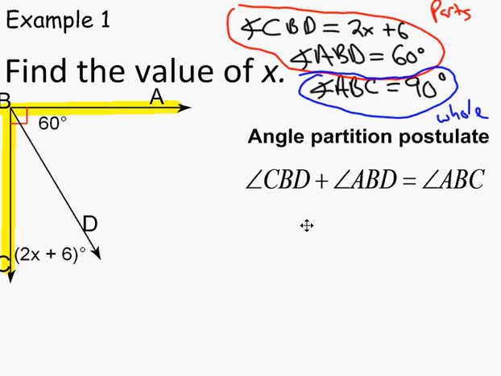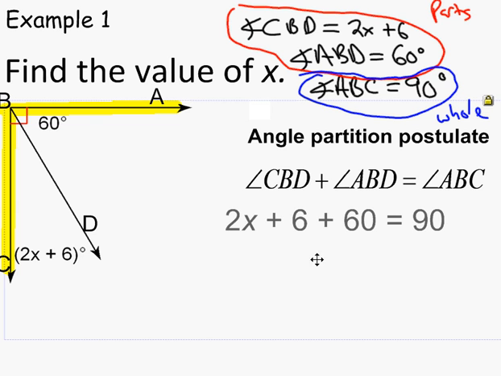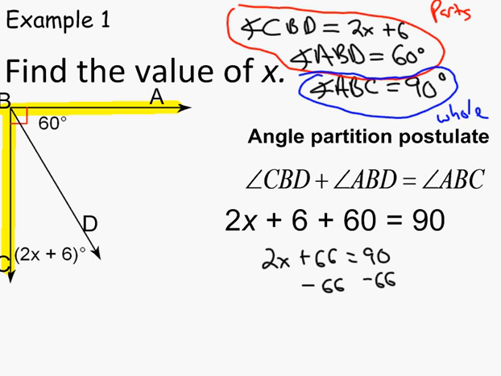So let's substitute. We get 2x plus 6 plus 60 equals 90. I substituted for CBD with 2x plus 6, for ABD with 60, and for ABC with 90. Combining like terms, I get 2x plus 66 equals 90. Subtract 66 on both sides. This cancels out, and I get 2x equals 90 minus 66, which is 24. Divide both sides by 2. I get x equals 12.